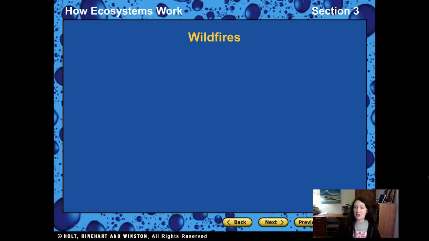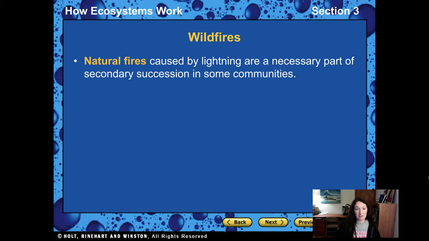Wildfires are actually a very important part of the process of ecological succession. And natural fires caused by lightning are actually a necessary part of secondary succession in some communities. And this is not the same as the wildfires that we see going on out west now as a result of climate change. Those are more classified as megafires.